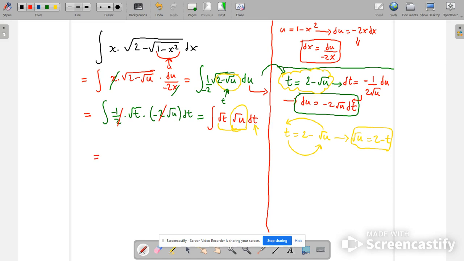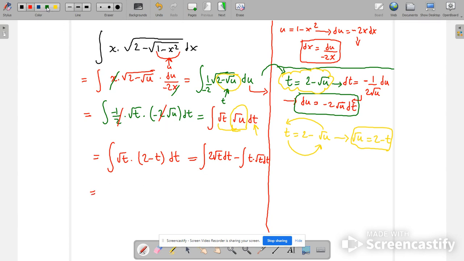So this integral should be square root of t, which remains as it is, but for square root of u we just plug in 2 minus t, times dt, right? We are almost there, because we can distribute this into two different integrals. One of them is 2 times square root of t dt, and the other is the integral of t times square root of t dt. We are very close to being done.